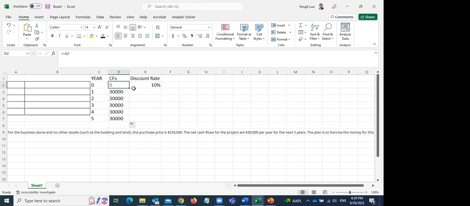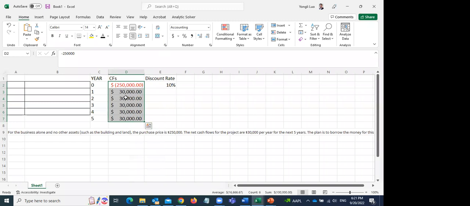D2, what's the number you purchased? 250,000. Okay, 250,000 is a negative 250,000, is that right? Yeah, you have to make it negative. So negative 250,000. To make it look nicer, you move it all the way to the right and then add a dollar sign. Then you can remove the decimals. Now it looks pretty nice, right?